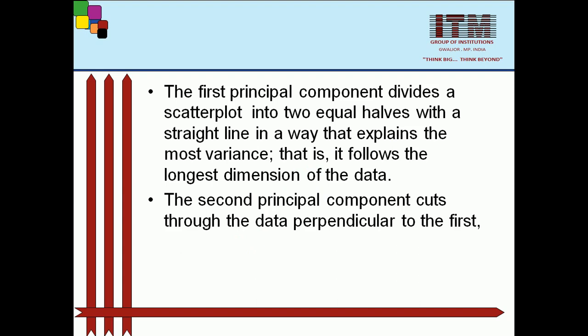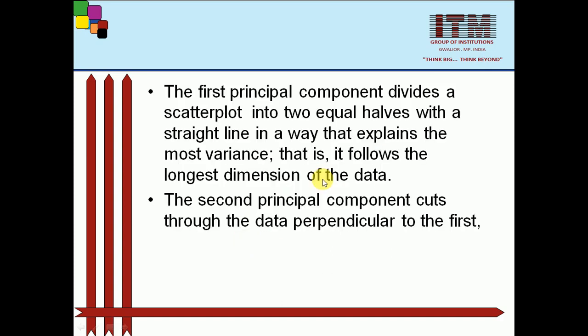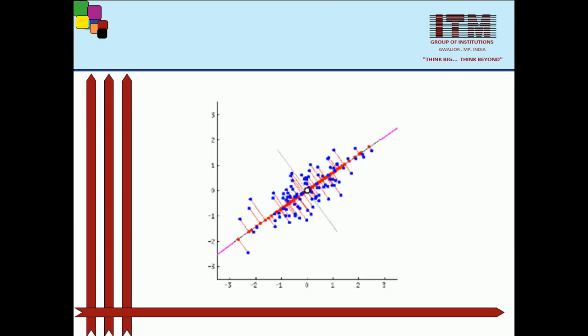And the second principal component cuts through the data perpendicular to the first. Basically here the blue points are falling on this certain line. So this is the second principal component. The first principal component is simply making a straight line, and the second principal component falls perpendicular to this line. So these red points and the blue points falling perpendicular to the red lines are the second principal component. So there are two principal components present in this particular scatter plot.